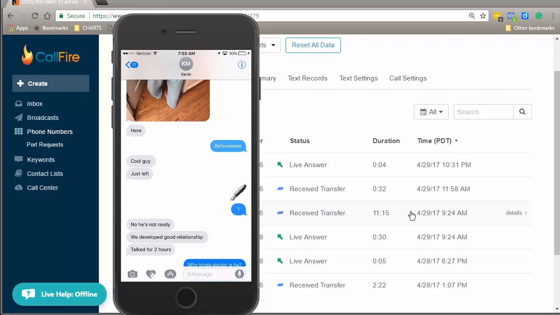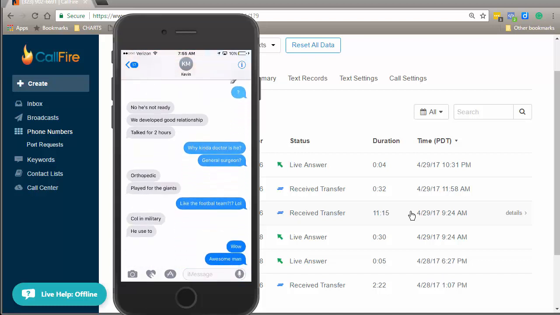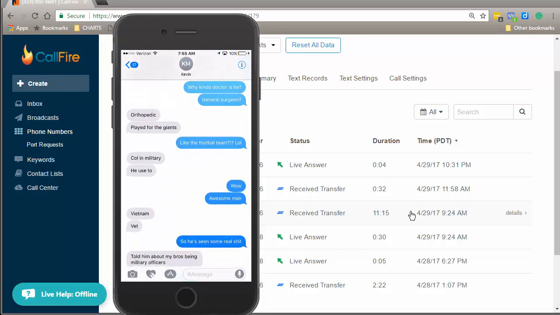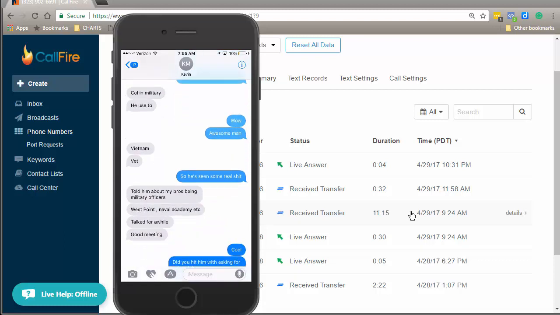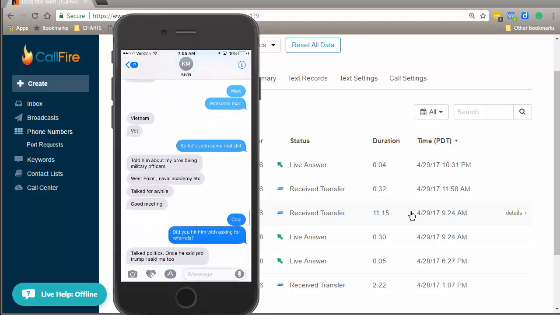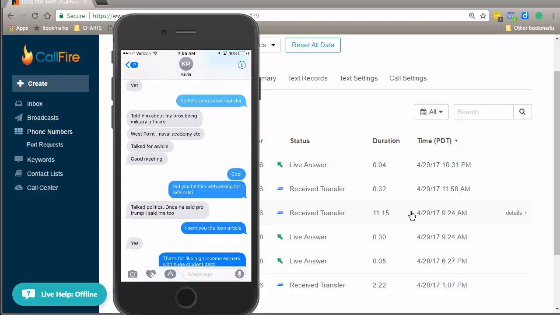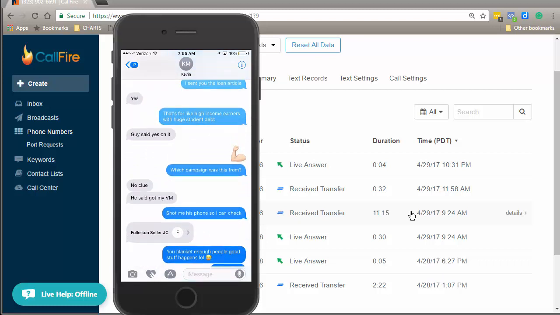But we developed a good relationship, talked for 2 hours. What kind of doctor is he? General surgeon, orthopedic. He said he used to play for the Giants, like the football team. LOL. Yep. Colonel in the military. He used to. Wow. Awesome man. Vietnam. And then I says, he's seen some real shit. Sorry. Told him about his brother, right? Because he's in the military. Cool. And I said, did you hit him for asking for referrals? Yep. Talked politics too. And I told him about the loan article. The guy said, yes.